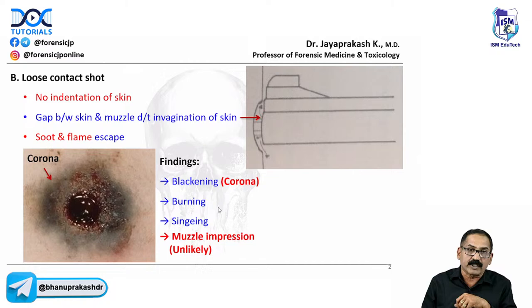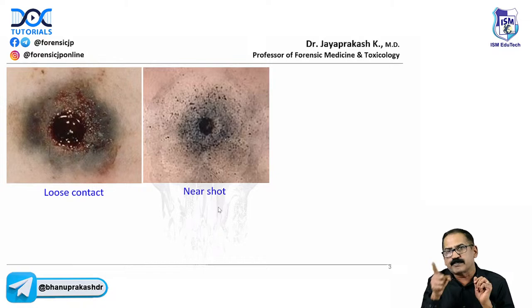Now, how to differentiate between loose contact and near shot? In near shot, there is blackening. In addition to that, there is tattooing. But in case of loose contact, there is only blackening, no tattooing.